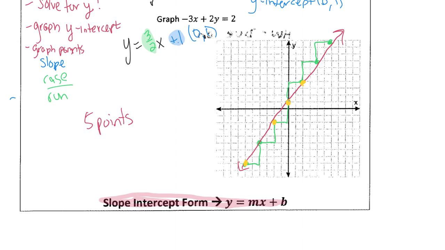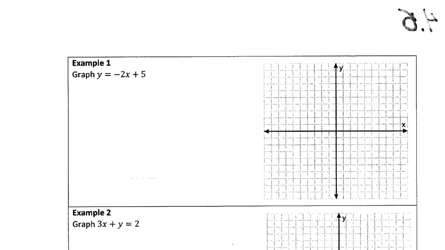So let's go to the next page. I'm sorry, I'm stuffed up. It is terrible.